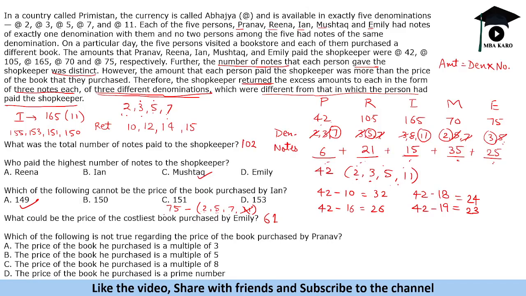If you look at this, it says that it is a multiple of 3. So multiple of 3 is possible. It is a multiple of 5, it is not possible. Which of the following is not true? Multiple of 5 is not possible, multiple of 8 is possible, and prime number is also possible. So the multiple of 5 is not possible for this person. So this was another interesting set using numbers and especially prime numbers. I hope you loved solving this set.